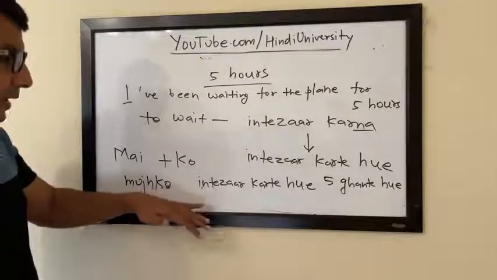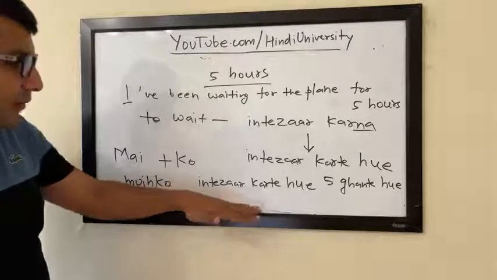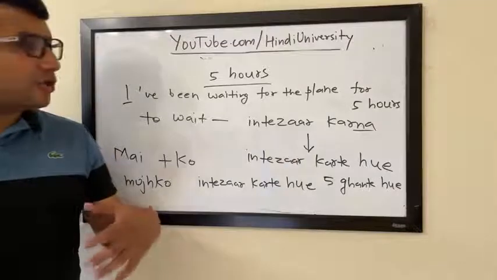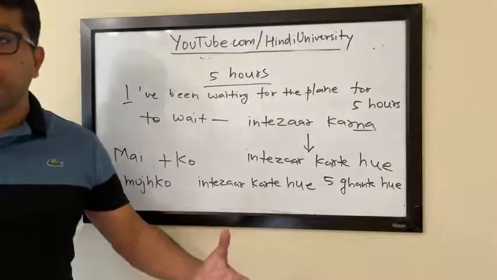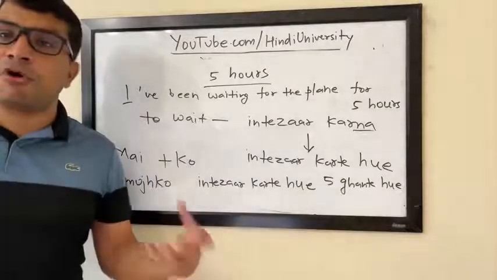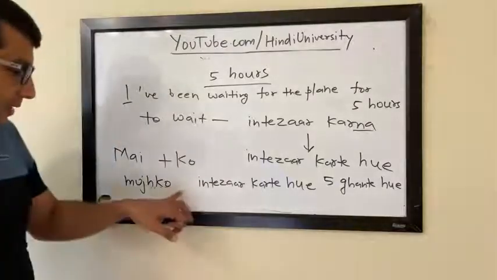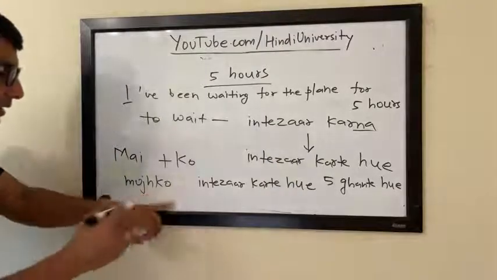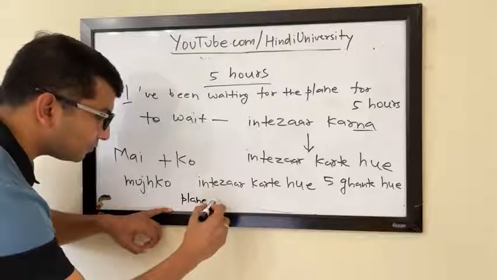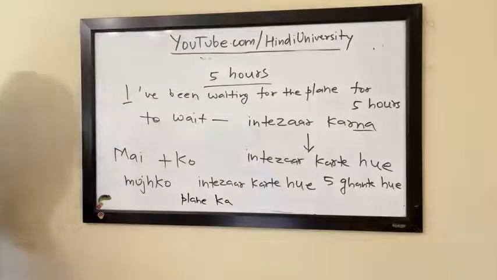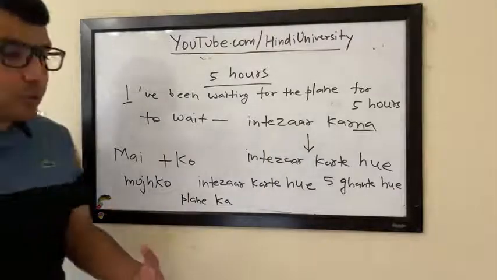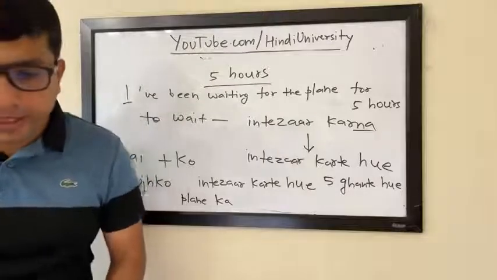Okay, now all you're saying, it's been 5 hours since I've been waiting. Now the sentence says you're waiting for something. If it is implied, you don't have to say it, but if you want to be explicit that I've been waiting for the plane, then you say मुझे प्लेन. मुझको प्लेन का. Wait of something, right? So मुझको प्लेन का इंतजार करते हुए 5 घंटे हो गए हैं.